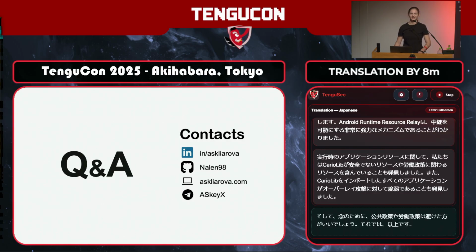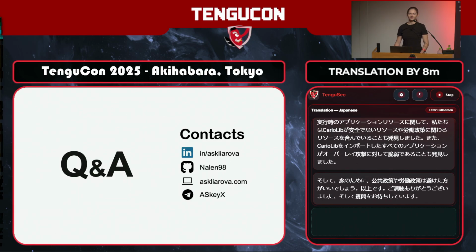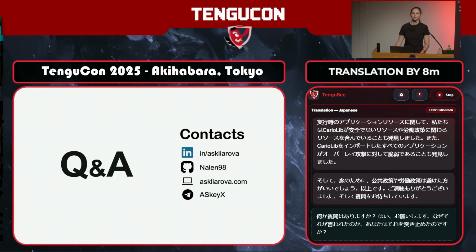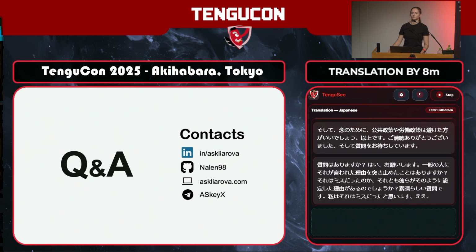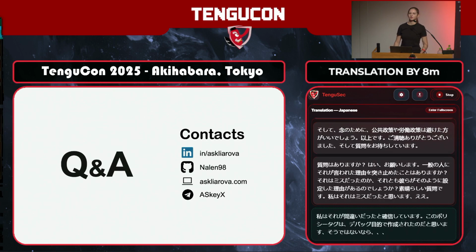Any questions? Yeah, please. Did you ever find out why it was set to public? Was it a mistake, or was there a reason that they had it configured that way? Great question. I think it was a mistake. Yeah, I'm pretty sure it was a mistake. I think that this policy type was created for debugging purposes, not for production builds. But it's my suggestion. I'm not sure 100%.